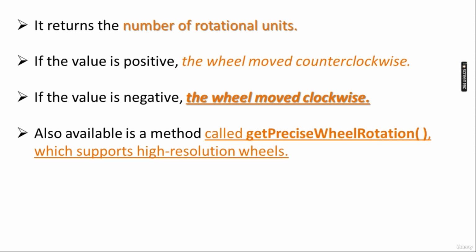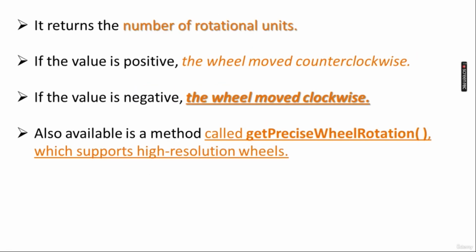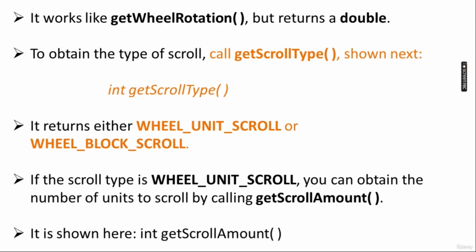Also available is a method called getPreciseWheelRotation, which supports high resolution wheels. It works like getWheelRotation but returns a double value in a precise format. To obtain the type of scroll, call getScrollType. It returns either WHEEL_UNIT_SCROLL or WHEEL_BLOCK_SCROLL. If the scroll is WHEEL_UNIT_SCROLL, you can obtain the number of units to scroll by calling getScrollAmount. How much amount it was having as a unit? It was 2, or 10, or 5, and so on.